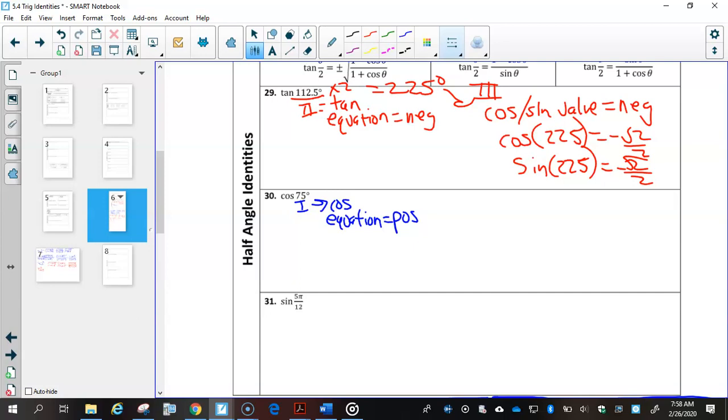And then again, multiply this by 2 to find something on the unit circle. Where would that be? 150, which is now in your second quadrant. For cosine equation, we only need cosine. Cosine's value in the second quadrant at 150 is negative root 3 over 2. The value is negative.